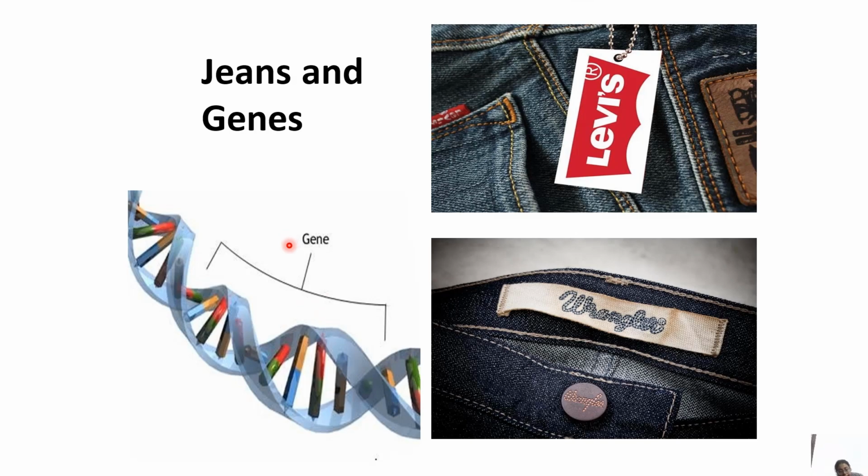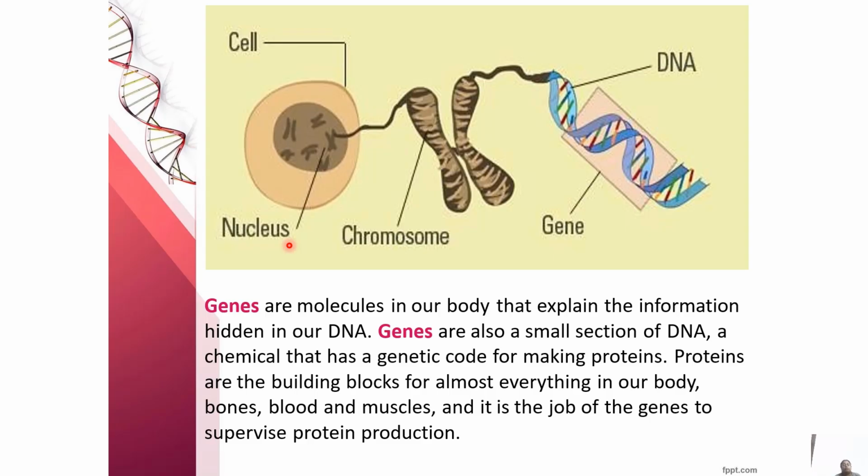It's basically a pun. Genes are molecules in our body that explain the information hidden in our DNA. So they are a small section of DNA for us, and a chemical that has genetic code for making proteins. Right? It will code for a particular sequence of nucleotides, which will ultimately code for a particular sequence of amino acids with the help of codons, and that will ultimately make proteins. So proteins are the building blocks for almost everything in our body, bones, blood, and muscles, and it is the job of the genes to supervise this protein production.